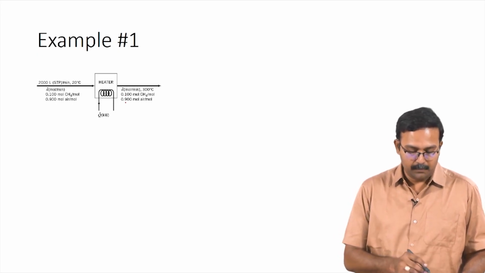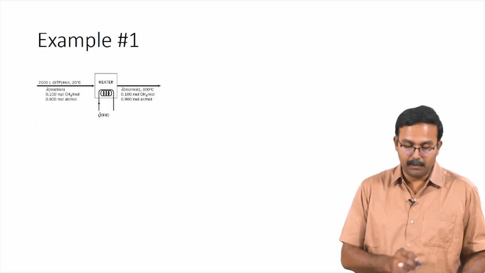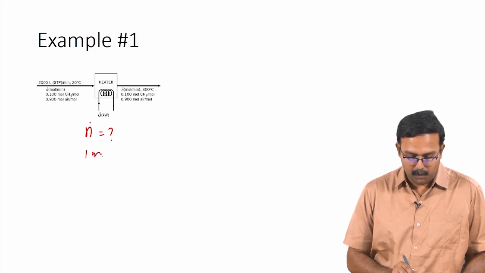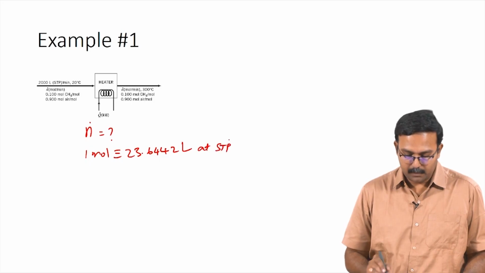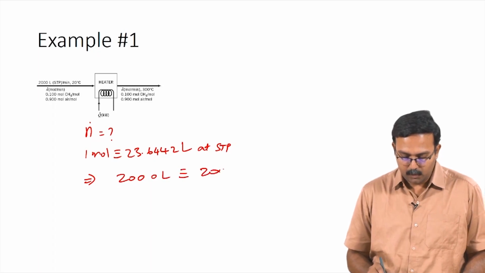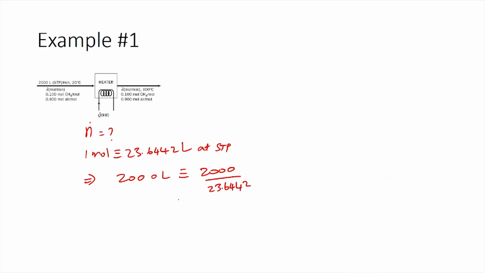Now, we need to identify what this n dot would be. Here there are no reactions happening, so whatever mixture is coming in would be leaving. So, first step is for us to identify what n dot is. In this case we already identified that 1 mole occupies 23.6442 liters at STP. So, this implies 2000 liters will contain 2000 divided by 23.6442 moles, which would be 84.6 moles per minute.